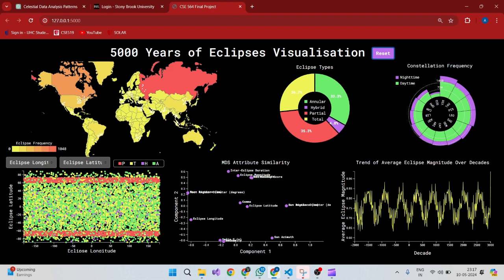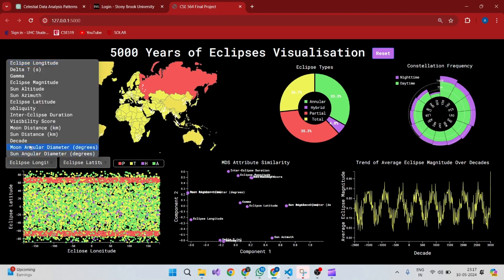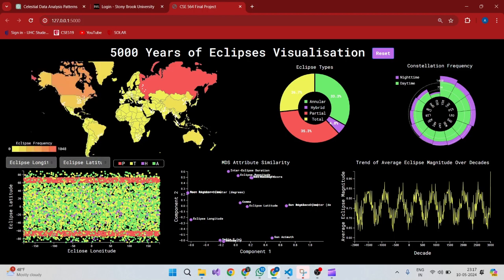Since we're talking about the scatter plot, we have allowed the user the functionality to pick what variables they want visualized on the scatter plot. But to help guide the user through this, we have provided the MDS attribute similarity plot, which shows the correlations between the various attributes. So let's take the example of gamma and eclipse latitude, which are correlated according to the MDS attribute similarity.